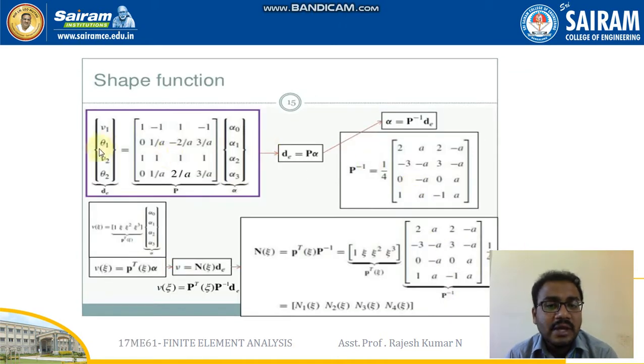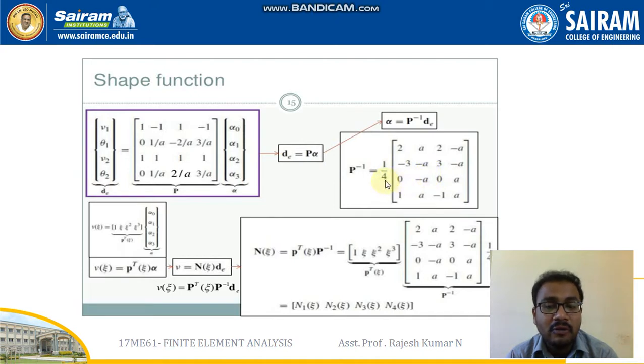Next, the next step is the continuation of this. So V1, theta 1, V2, theta 2, in short form it is called as d^e. Here you can see this entire matrix, that is 1 minus 1 1 minus 1 0, 1 by a minus 2 by a 3 by a, 1 1 1 1 0, 1 by a 2 by a 3 by a. This whole matrix I will be showing as P, and the constants I will be showing as alpha. So ultimately I am looking for this P. So d is equal to P alpha. If I want to get the alpha, it means d into P inverse.